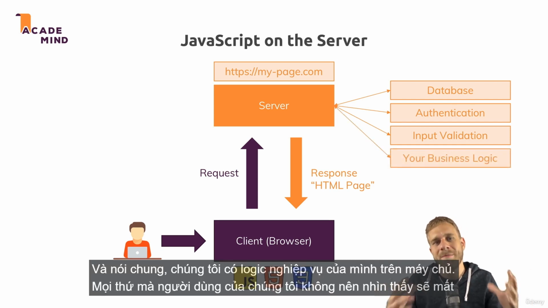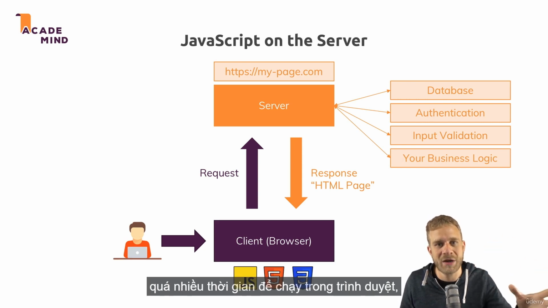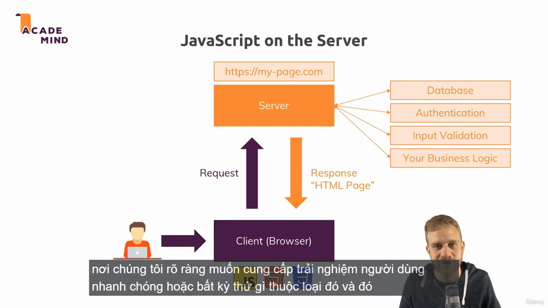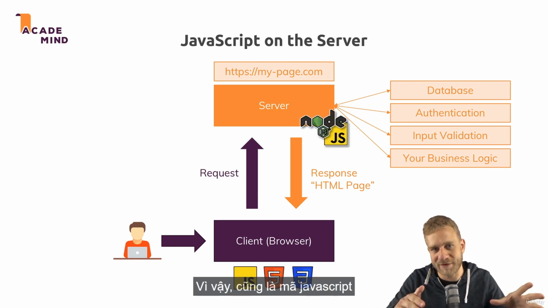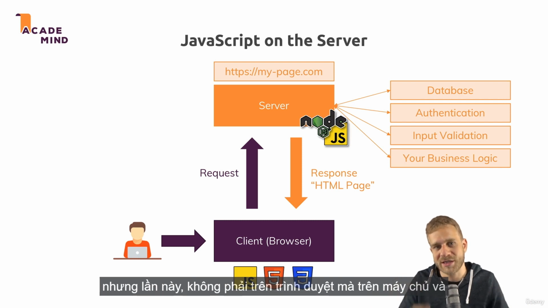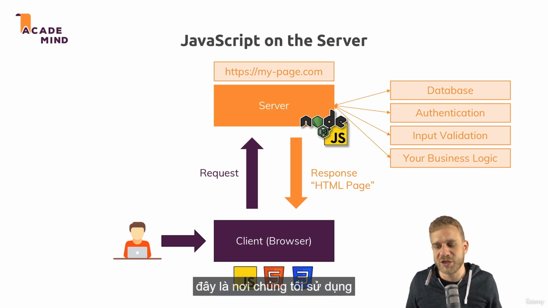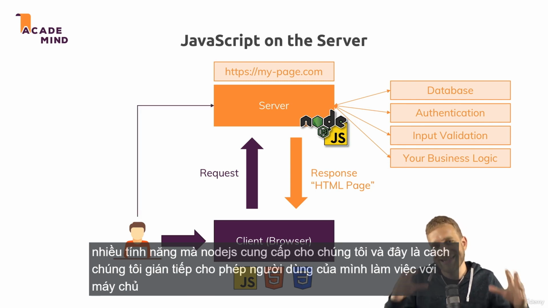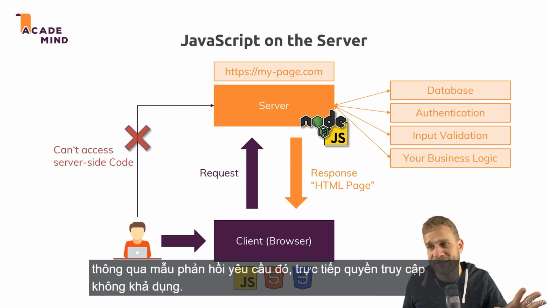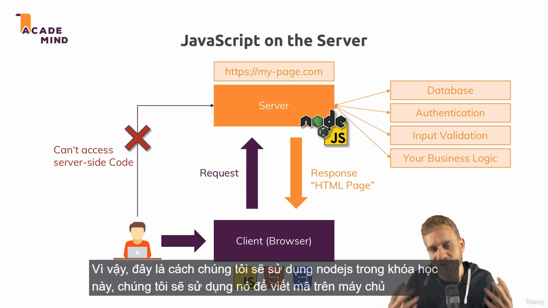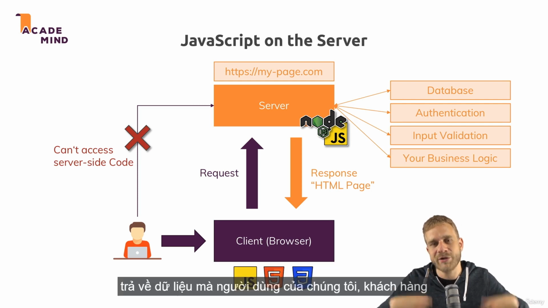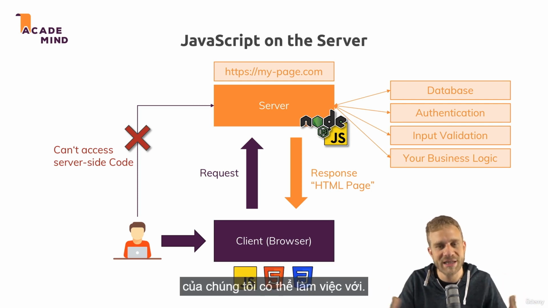And in general, we have our business logic on the server. Everything our users shouldn't see, which takes too much time to run in the browser, where we obviously want to deliver a fast user experience, or anything of that kind. And that is where we use Node.js. So also JavaScript code, but this time not on the browser, but on the server. And this is where we use the many features Node.js gives us. And this is how we indirectly allow our users to work with the server through that request-response pattern. The direct access is not available. So this is how we will use Node.js in this course also. We will use it to write code on the server that returns data our users, our clients, can work with.